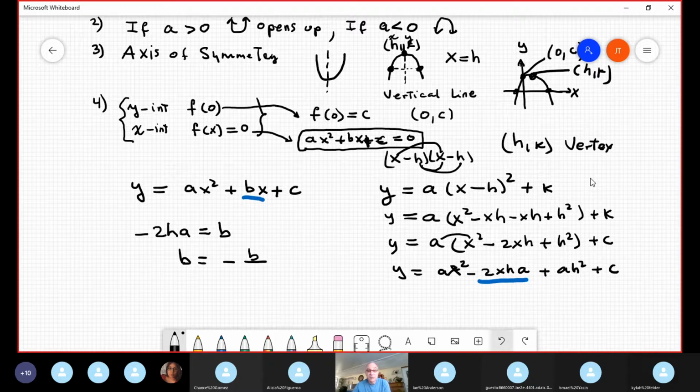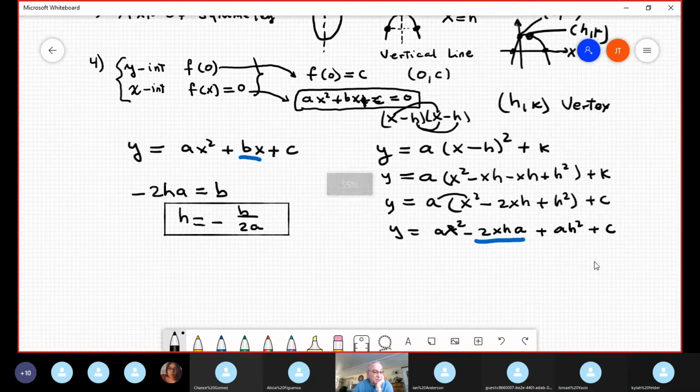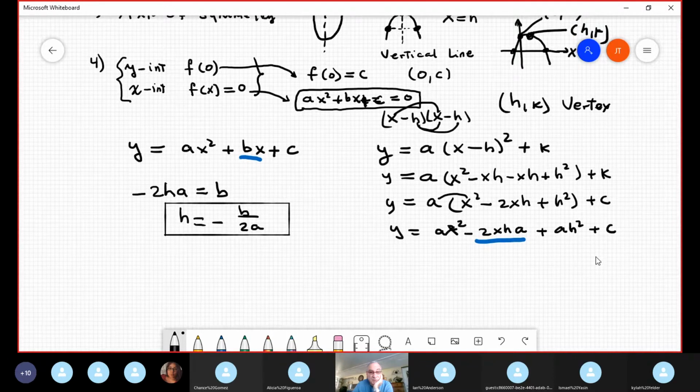So for h it is equal to minus b over 2a. And this is a super important formula that we are using today. Now the rest is c. Okay, sorry, this is k.